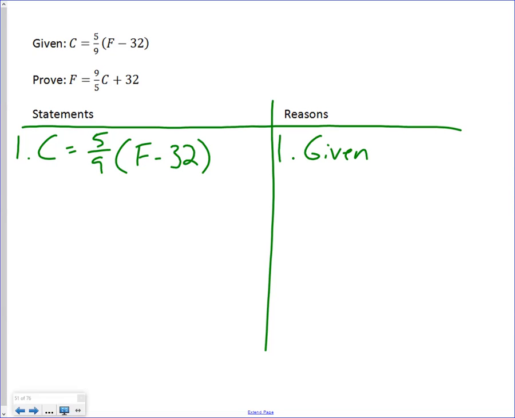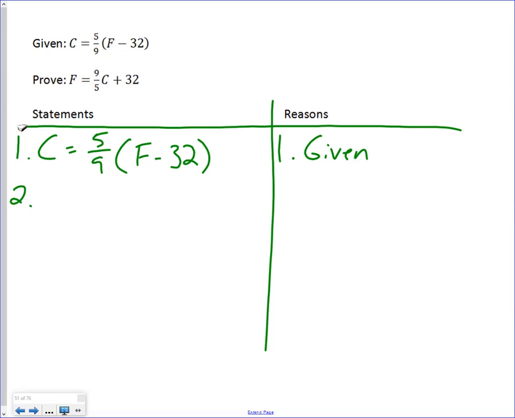All right. So we do have choices here. What might we do in step 2? You could multiply by 9. You could distribute the 5/9. You could divide by 5/9 or multiply by 9/5, right? I think those are our 4 choices. I think some of them are better choices than others, right?